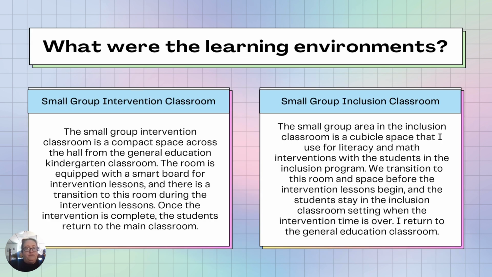I have 2 different populations of groups. I have small group learning environments. I have a small group intervention classroom. This classroom is a compact space located across the hall from the kindergarten classroom. It has a smart board and all of our supplies and learning tools. The students go to the room and then they return to the classroom.